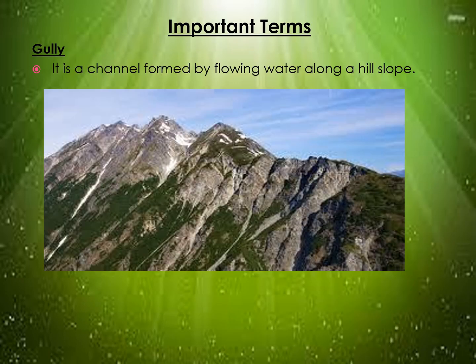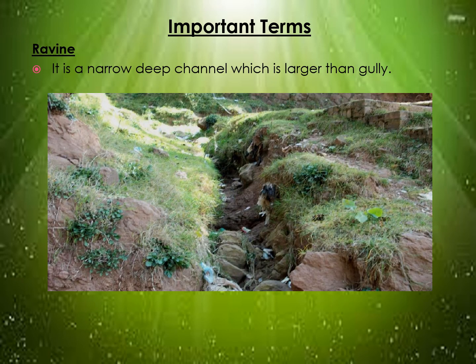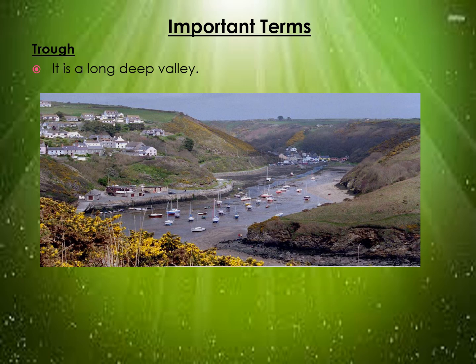Now there are some important terms at the end which I want to clarify. What is a gully? A gully is a channel formed by flowing water along a hill slope. You can see over here that these defined slopes are actually called gullies. Then what is a ravine? A ravine is a narrow deep channel which is larger than a gully, and it can be on the foothill as well, like this. A trough is a long deep valley, as you can see in the picture.